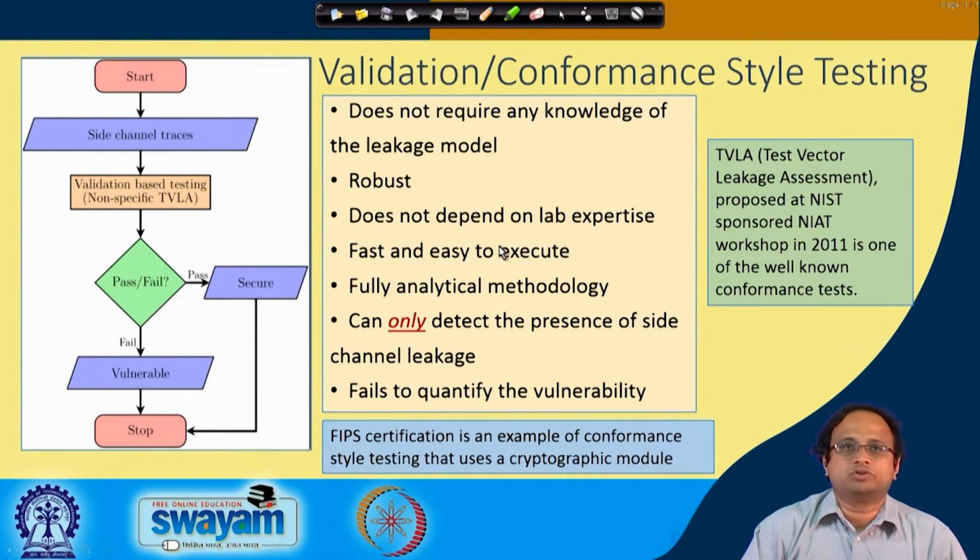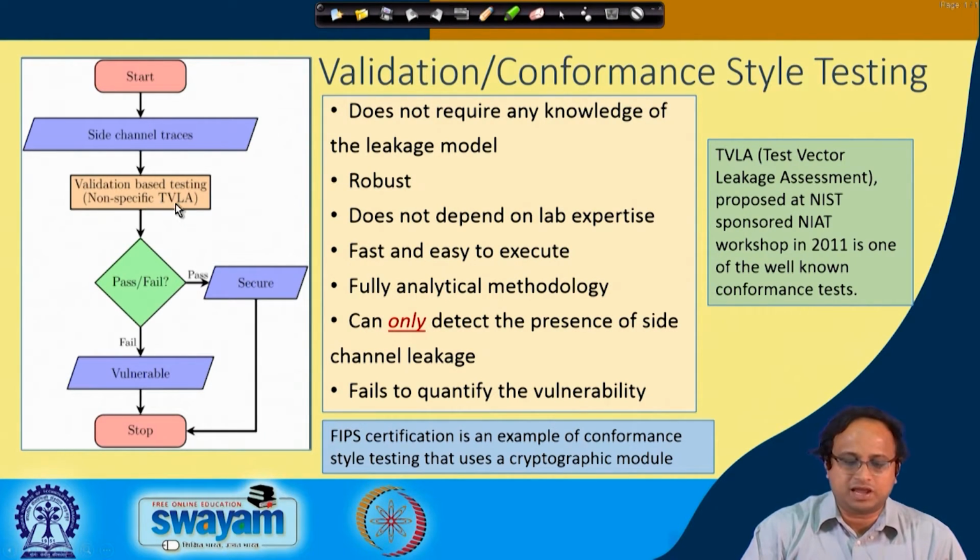So how does it look? It is depicted again in this flow chart. Again you gather some side channel traces. Remember that the side channel traces can be observed as a black box. So you get some black box side channel traces, and then you do a validation. This validation is based on what is called a non-specific test vector leakage assessment test, or non-specific TVLA, which I will be defining very soon.